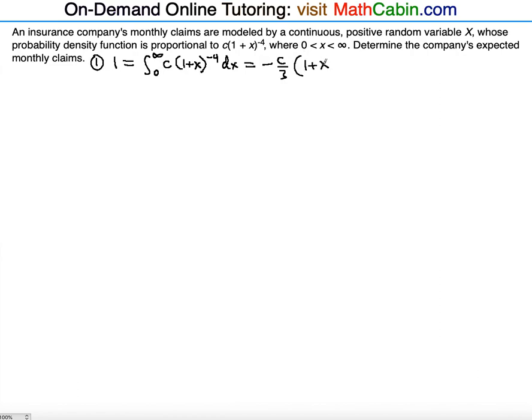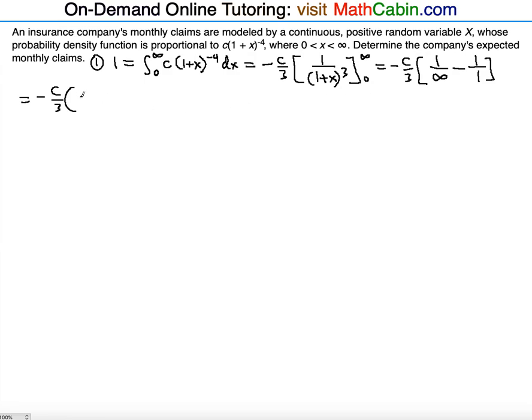1 plus x, and actually let's write that as 1 over (1 plus x) to the third power, because negative 3 means that this is going to be in the bottom. Evaluate it from 0 to infinity, which is going to be negative c over 3, 1 over, now infinity plus 1 is still infinity. Infinity to the third is still infinity. So that's that, minus 1 over, now the lower limit is 0, so 1 plus 0 is 1, 1 to the third is 1, 1 over 1 is 1.